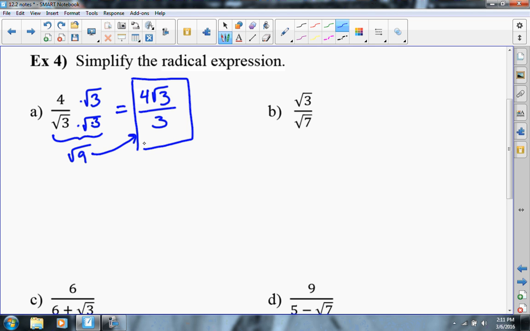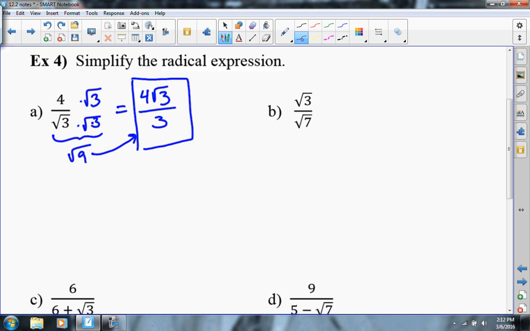Now, the only other thing we could do to this problem is if the 4 and 3 were able to be canceled, we could do that. We could simplify those terms down, just like it was a regular old fraction without a radical. So if we had 4 over 8, then we could reduce that to 1/2. But I can't reduce 4 over 3, so we'll just leave it.